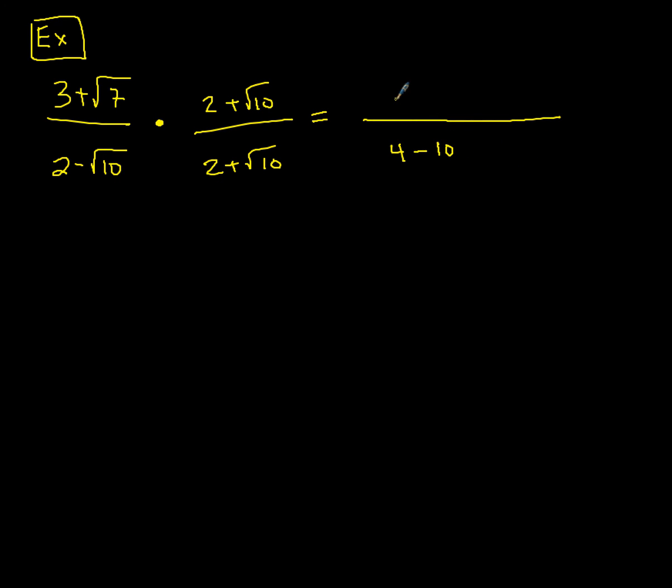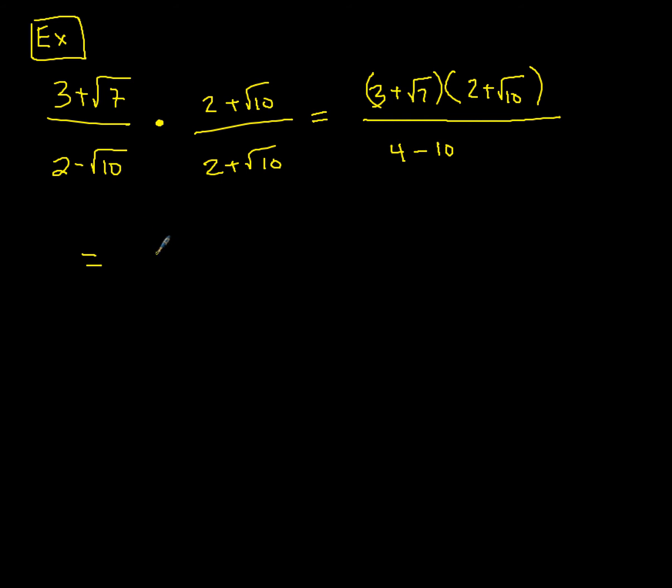The challenging piece is going to be when you have 3 plus square root of 7 times 2 plus square roots of 10. Now a lot of times people say you can just FOIL that out, or you can go ahead and use the distributive property twice. Either way, what you want to do is take your time and make sure that you determine the value of the numerator correctly. So let's go through that piece here.